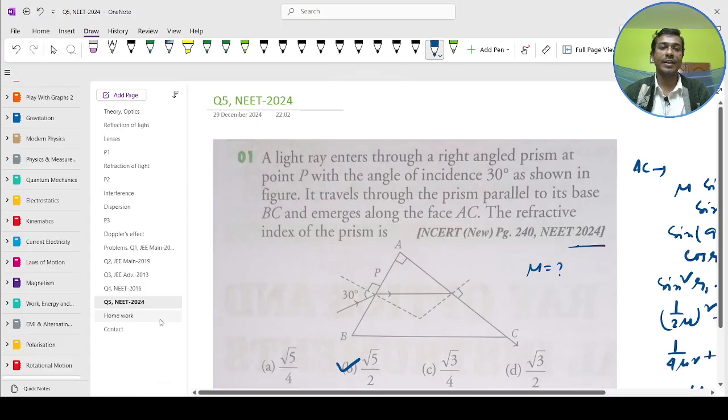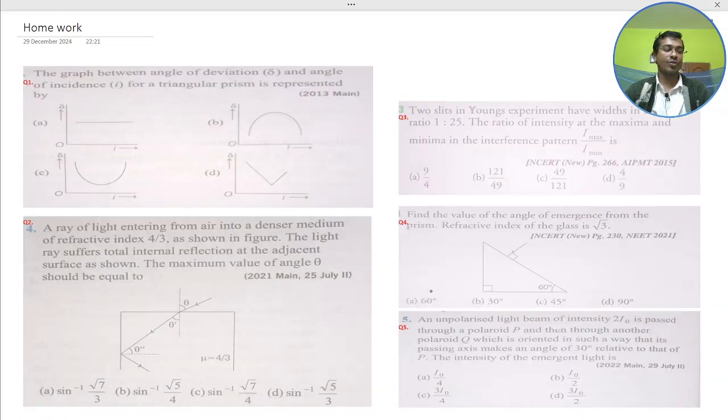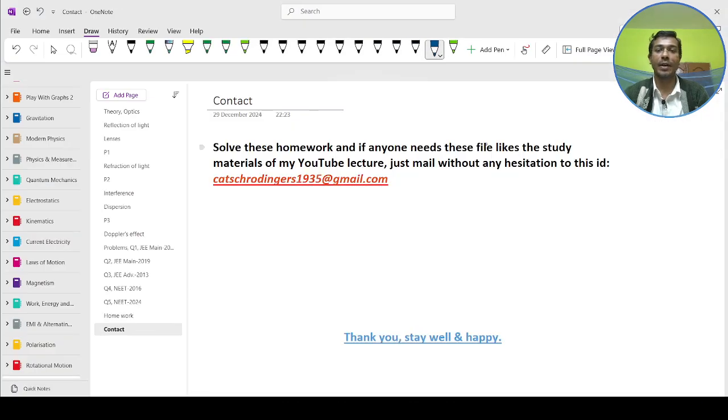Go ahead, our next is the homework session. We have covered here 5 important problems for better concept and understanding, and I will give you another 5 important questions for more practice. Just pause this video and take a screenshot quickly. I think you have taken a screenshot of these 5 problems.